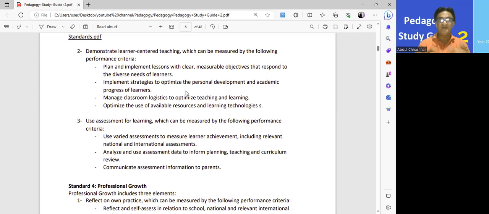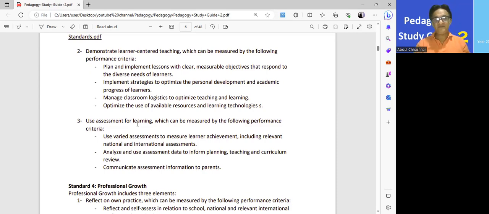So make sure there are two things: the students are growing personally, in personality, as well as academically. Manage classroom logistics. As I have said, your classroom should be an equipped classroom to optimize the use of the available resources and the learning technologies. As I have said earlier, technology is most important, and this technology should be integrated into the curriculum. If you have knowledge of how to integrate technology into the curriculum, then implement it in the classroom.